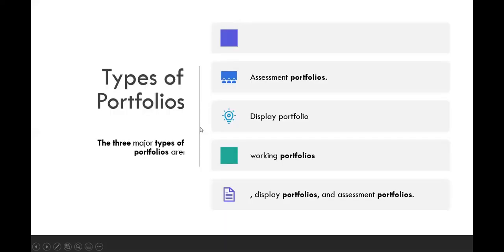So we have types of portfolios. We have assessment portfolios, display portfolios, and working portfolios. Now these are the types of portfolios we have. The assessment portfolio is for you to assess yourself. Maybe you have particular skills that you've acquired within a short time, and you want to assess yourself to see whether you fit in. You can have a document or a form to let people assess you. Then you get your own results.